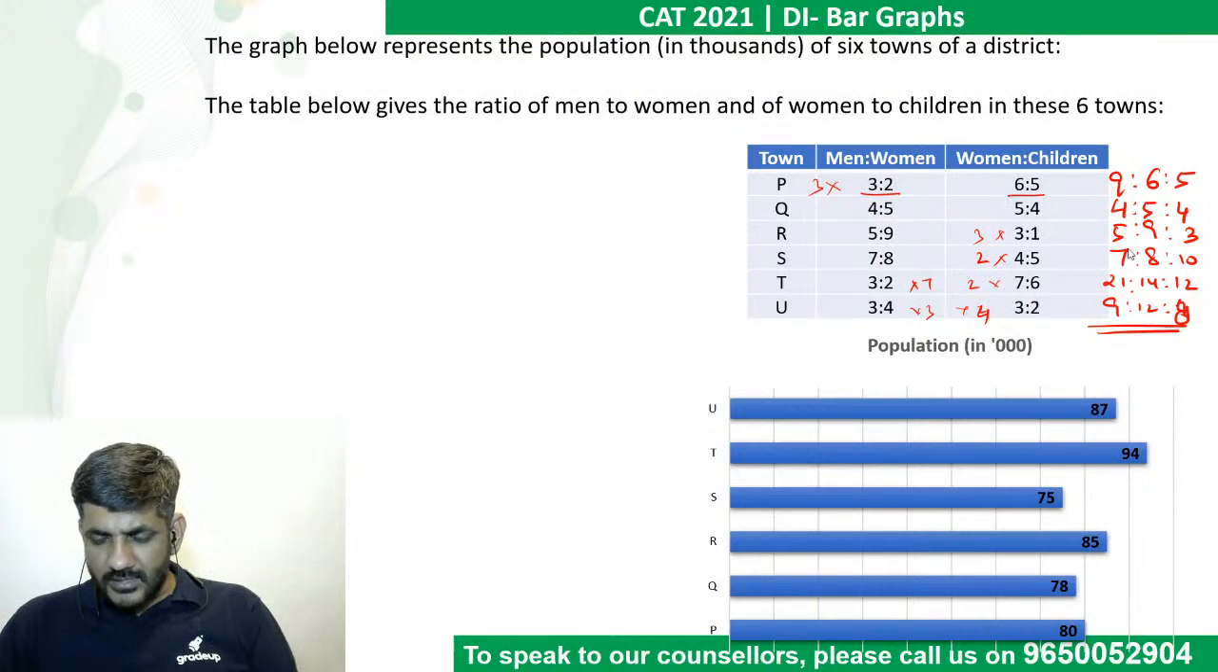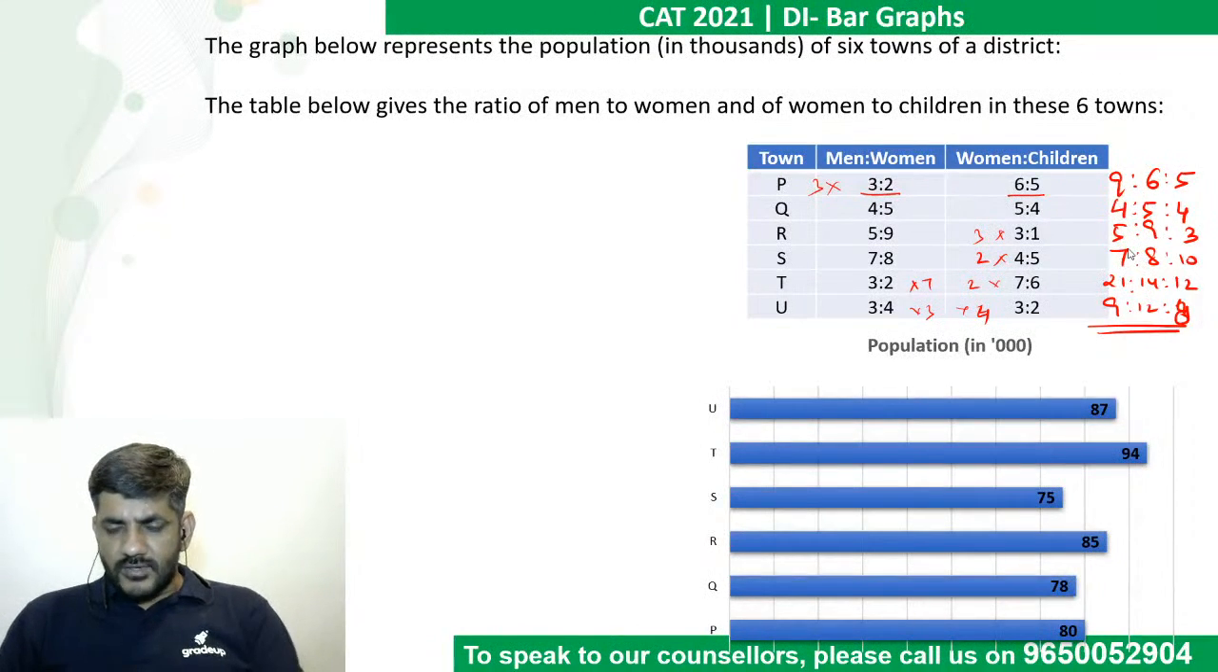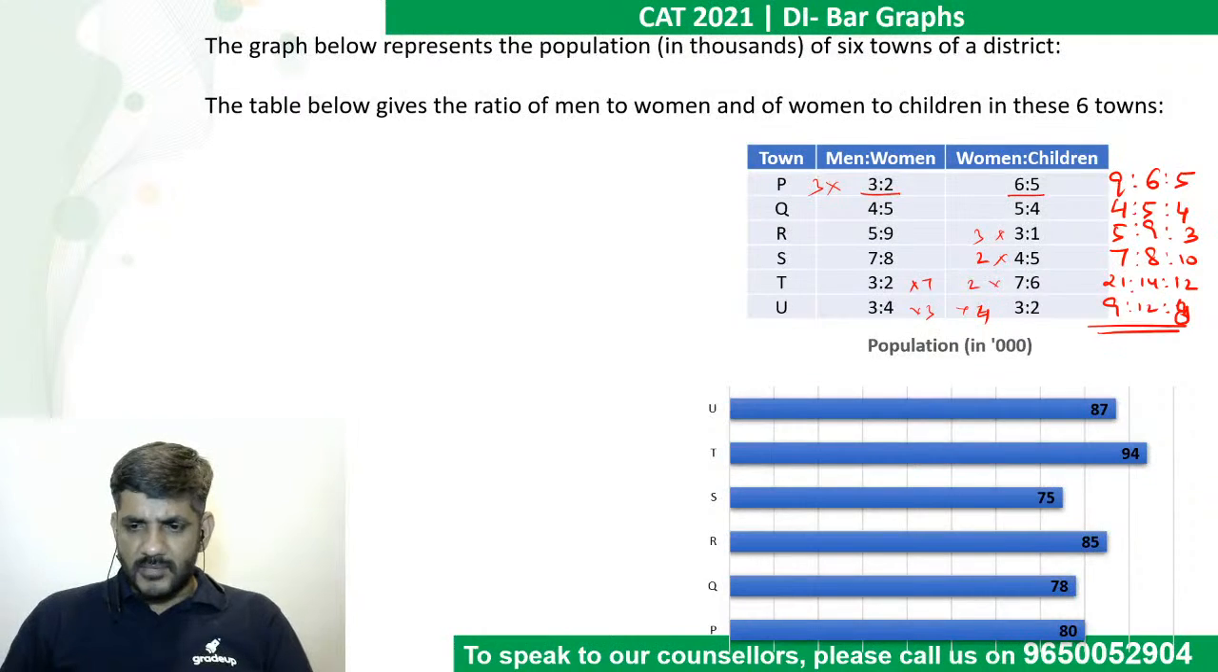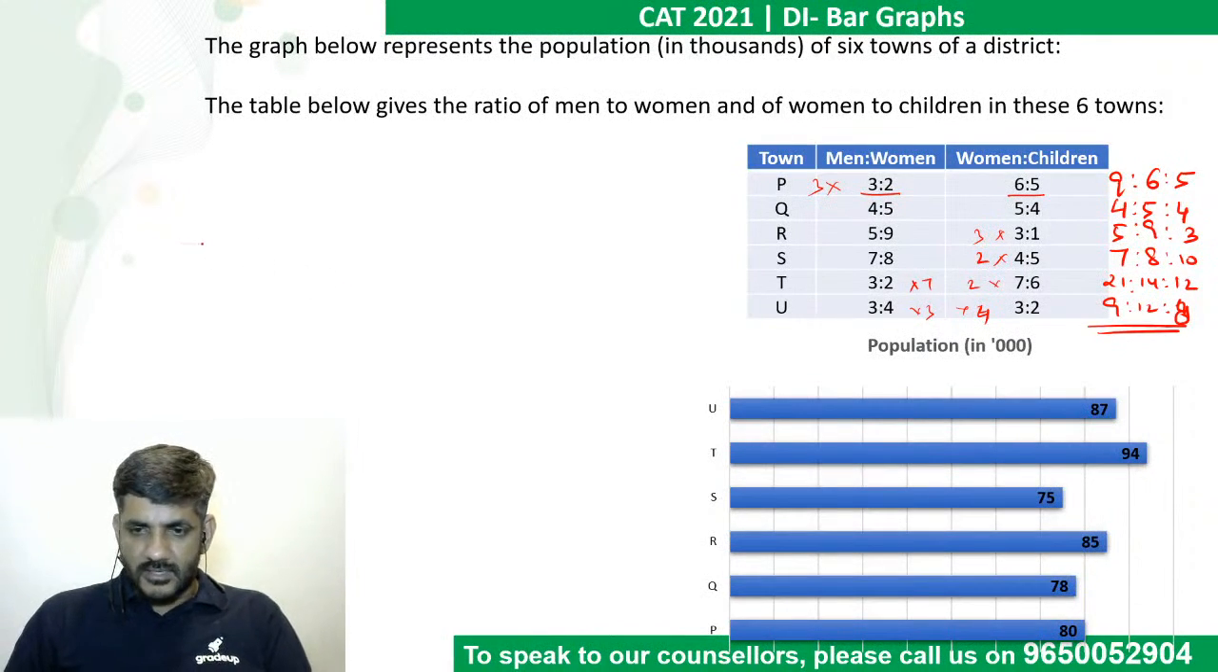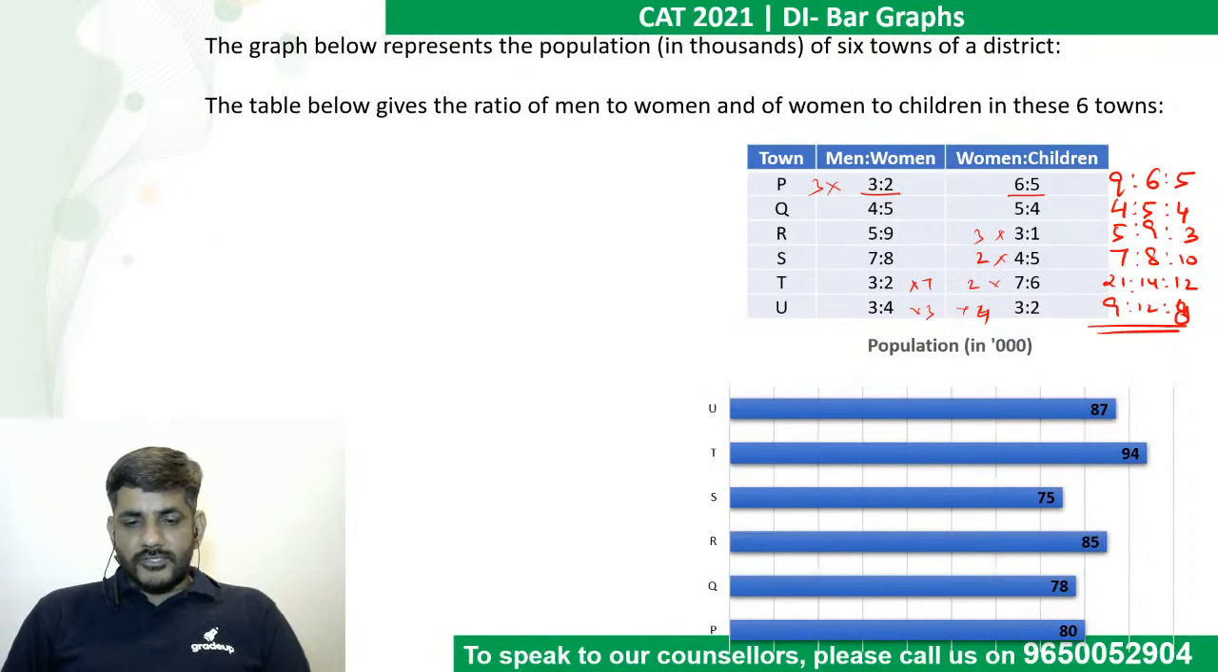5:9:3:7:8:10. Yes, Bharat, I think I am also correct. 21:14:12 and 9:12:8. So thank you for confirming, because sometimes we make mistakes while making calculations, but two people cannot make the same mistake. So if you have got the same answers, now I'm more confident that my answers are correct.